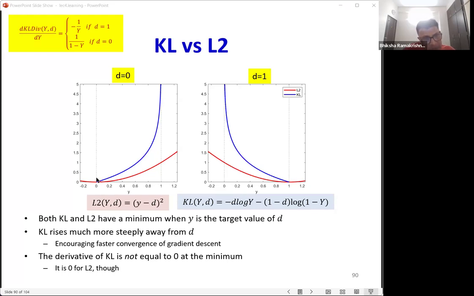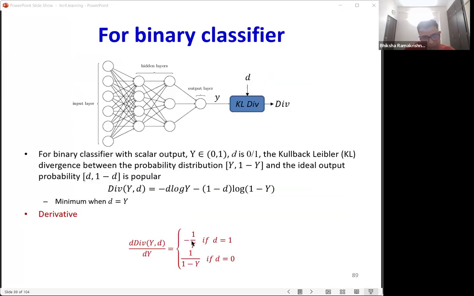But then observe something. The slope of the KL divergence is not 0 at the minimum. Do you see this? This slope is not 0. Can you see this over here? And in fact, if you look at it, here's what it is, right? If d is 1, then you want to push y towards 1, right? And so if d is 1, you want to keep increasing y. And increasing y must decrease the error. So you get minus 1 over y. You can see that this term is always positive. And so the slope is always negative.